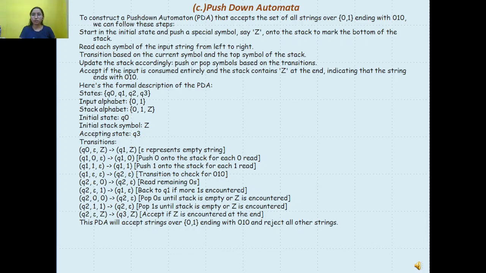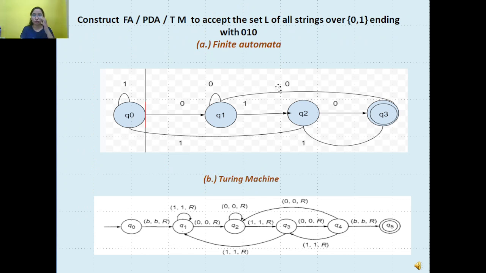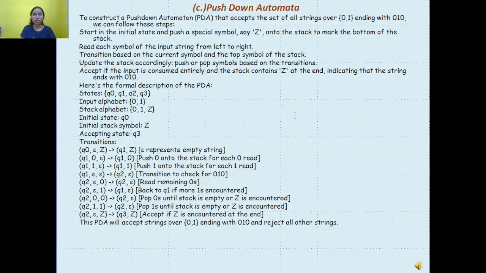Let's move towards another question in which we will see how to create the pushdown automata for the above question, that is, to accept the set L of all strings over 0 and 1 ending with 010. So here are some of the steps I have provided to create a pushdown automata. To create a pushdown automata that accepts the set of all strings over 0 and 1 ending with 010, we can follow the steps given below.